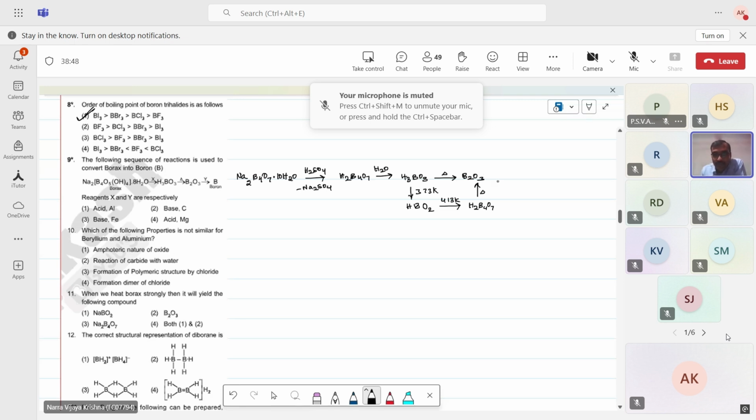Now this B2O3 with aluminum, what will I get? Crystalline boron. With magnesium or sodium or potassium, you will get amorphous boron, that is Moissan boron. Here also you will get boron. With hydrogen, again crystalline boron, you will get high quality boron.